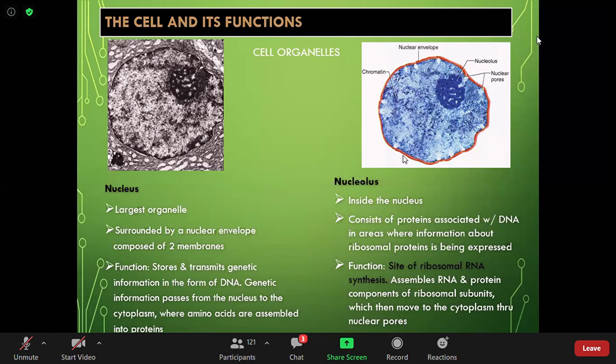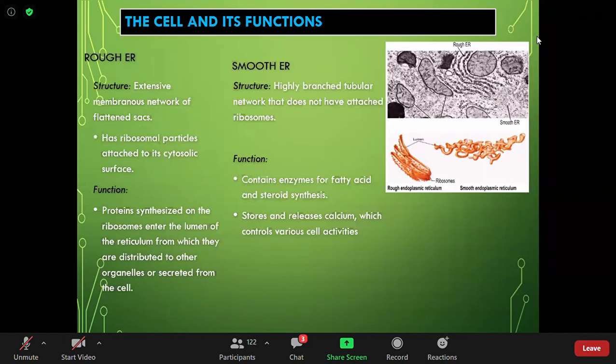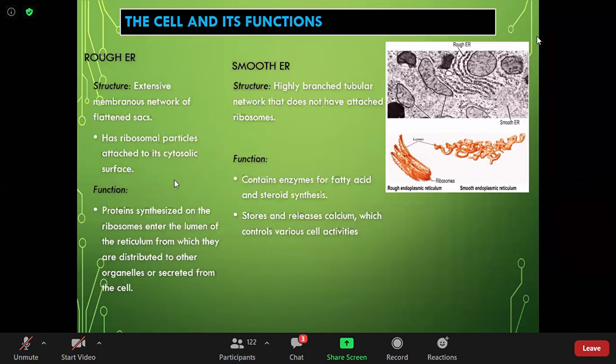This is where transcription takes place. Then this is transferred to the cytoplasm through your messenger RNA, then translation takes place in the endoplasmic reticulum. Have rough ER or smooth ER. The rough ER produces the proteins, and your smooth ER synthesizes the fatty acids and steroids.